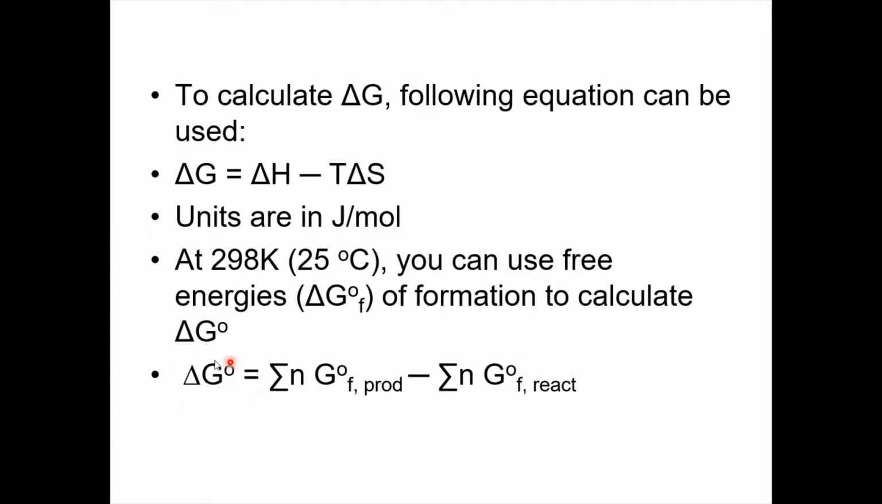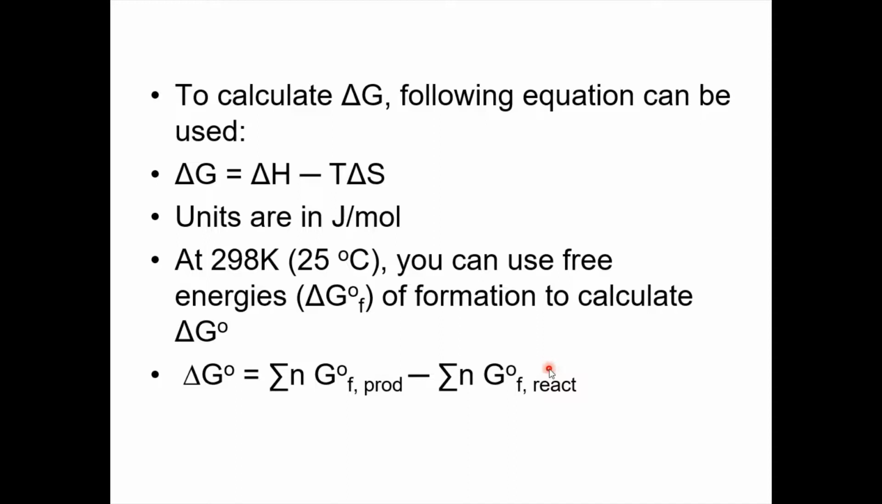There's also an equation where you can figure out what's called a standard delta G. It's also one of those things where you can look up G's of formation of products minus G's of formation of reactants. But this is only good at 298 Kelvin, since delta G is temperature dependent: the delta G at 298 Kelvin is going to be different than delta G at other temperatures. Don't worry about that.